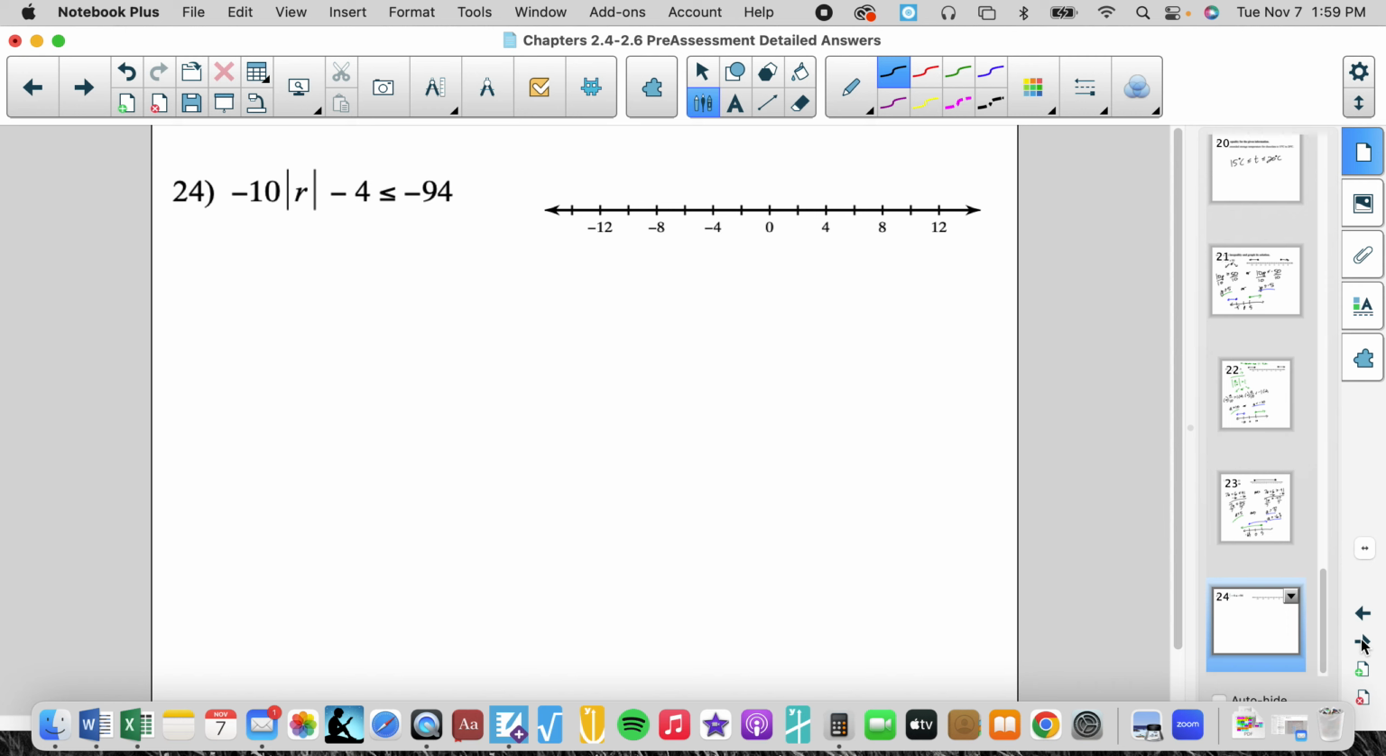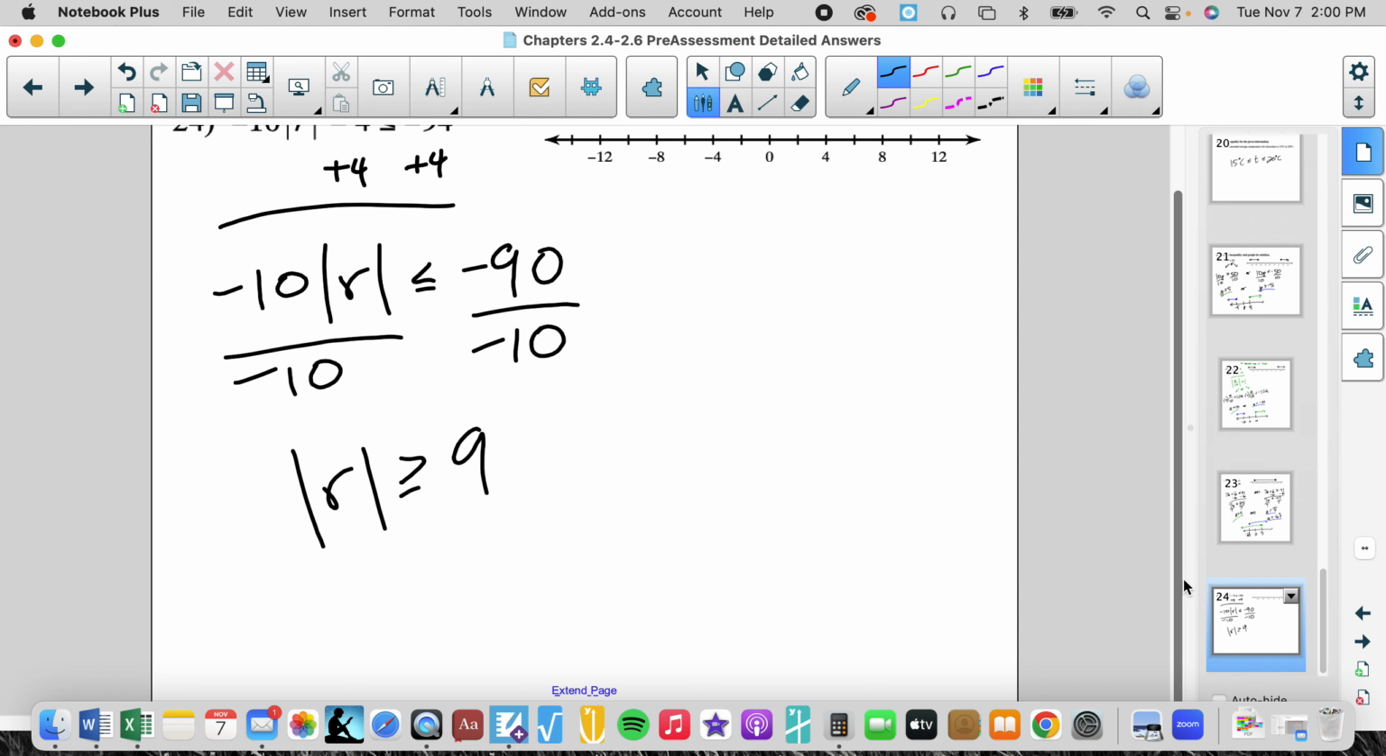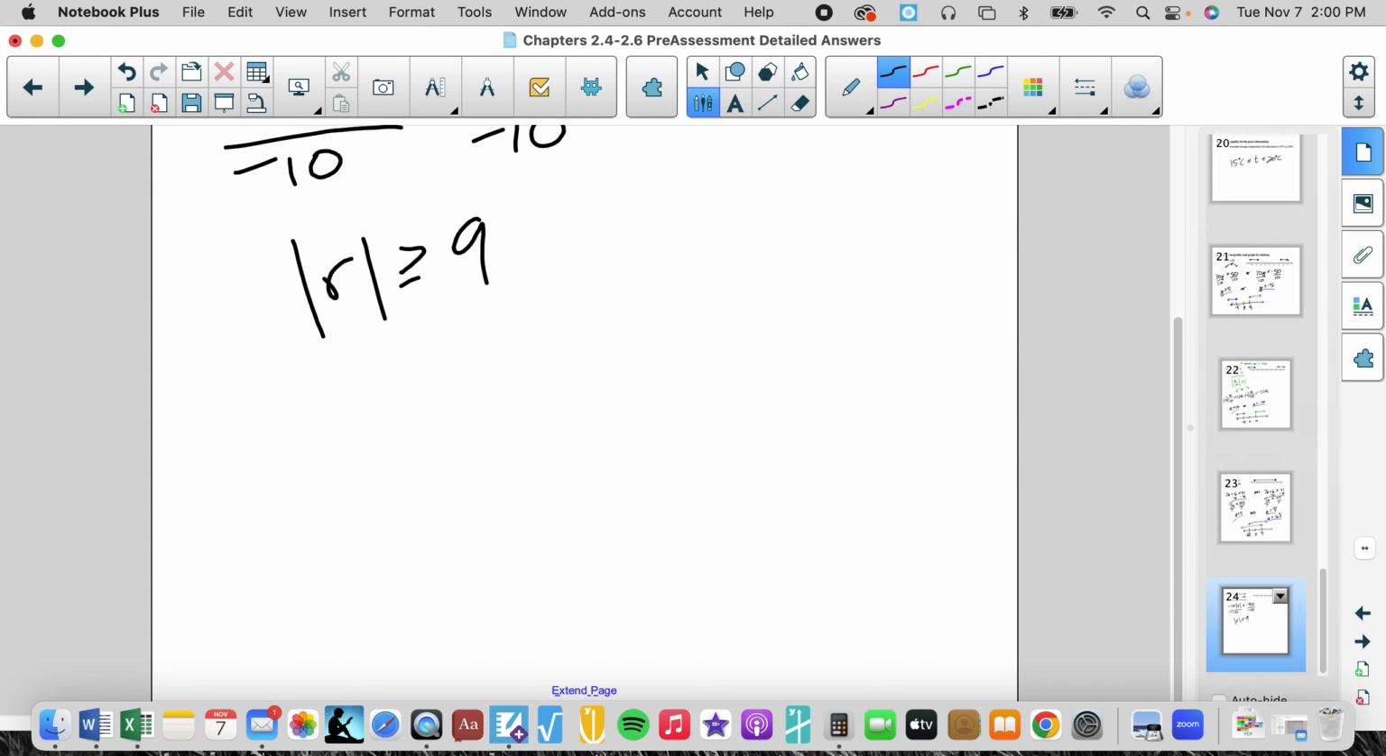Don't forget, we have to isolate, get rid of the things being added and subtracted. Is less than or equal to negative 90. Let's divide by negative 10. Since we divided by a negative number on both sides, we're going to flip that inequality, which makes a world of difference in your solution. And now we're going to split it. It is greater than, so it's an or. R is greater than or equal to 9, or r is less than or equal to negative 9.